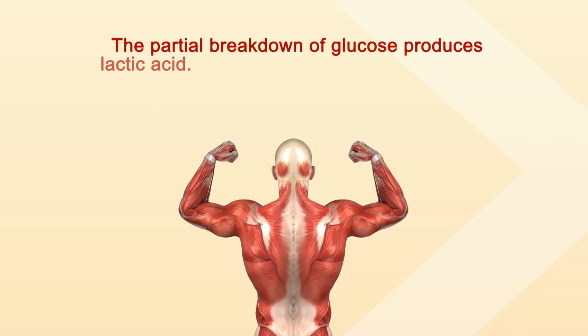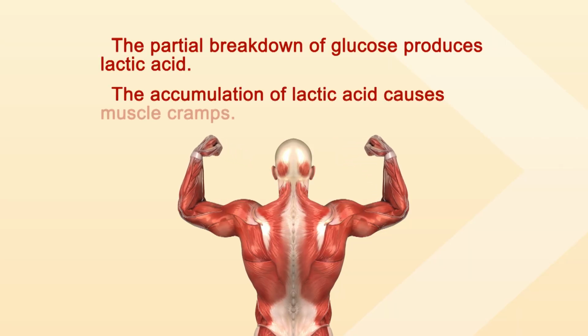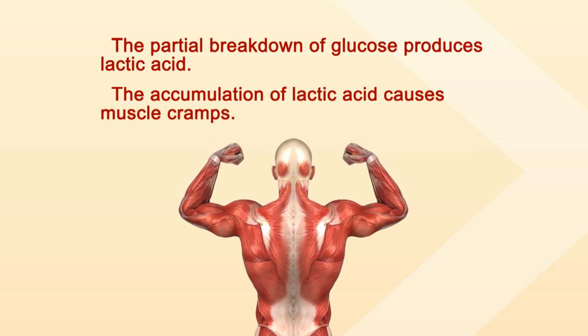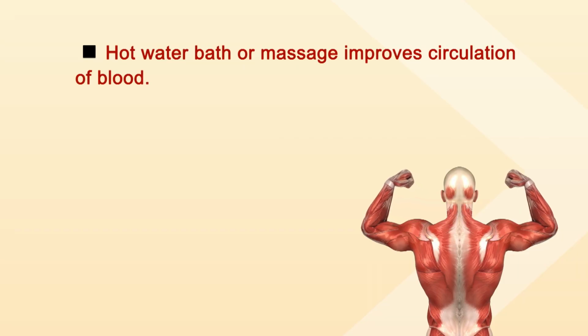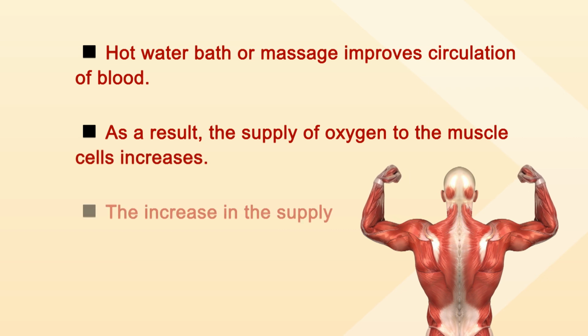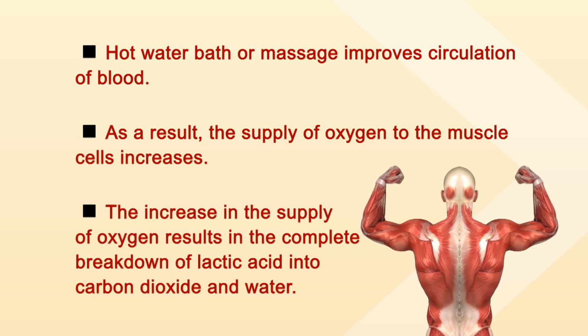Have you ever thought why we get muscle cramps post-exercise? The partial breakdown of glucose gives lactic acid. Accumulation of lactic acid results in muscle cramps. To get relief from it, we often use hot water. Now you must be thinking, why does a hot water bath provide us relief from muscle cramps? Hot water improves circulation of blood flow. As a result, the supply of oxygen to the muscle cells increases and completes the breakdown of lactic acid into carbon dioxide and water.